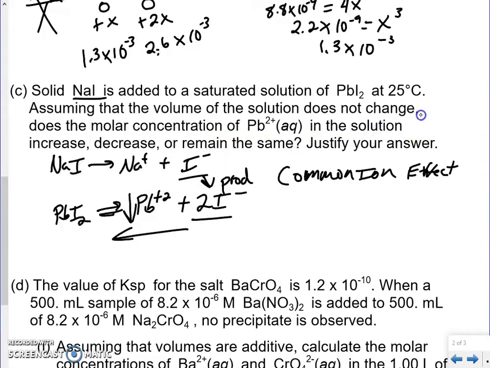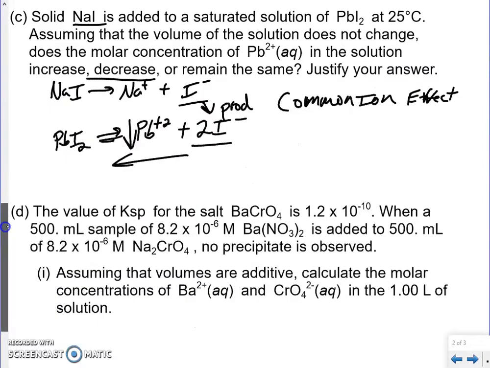So does the lead concentration increase, decrease, or stay the same? It's going to decrease. Justify your answer. Due to Le Chatelier's, sodium iodide is going to increase the amount of iodide in solution, which means we're increasing the amount of product in this equilibrium, causing a shift towards reactants and therefore a decrease in the lead ion.